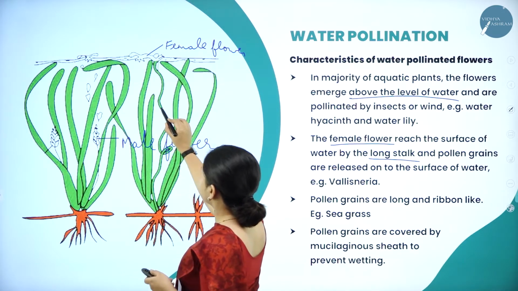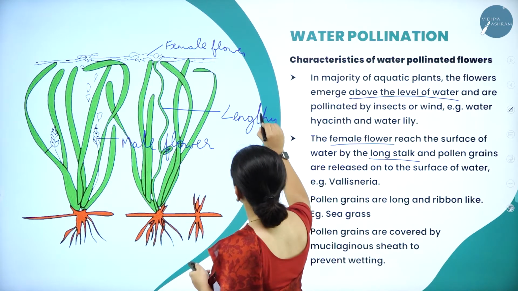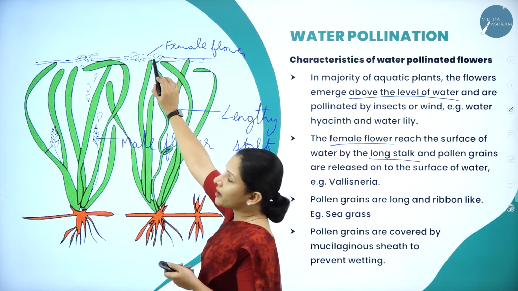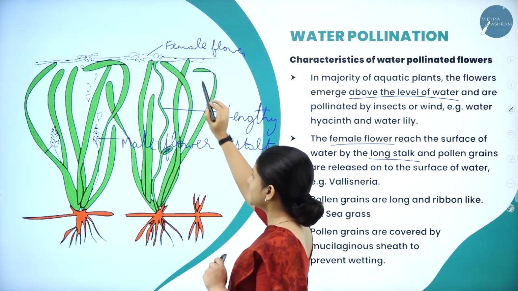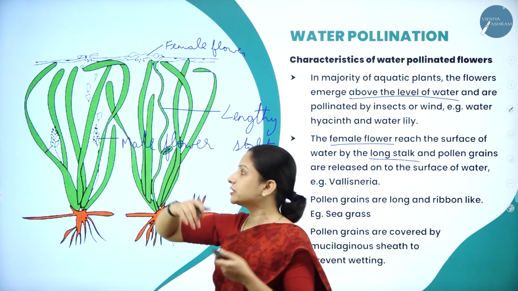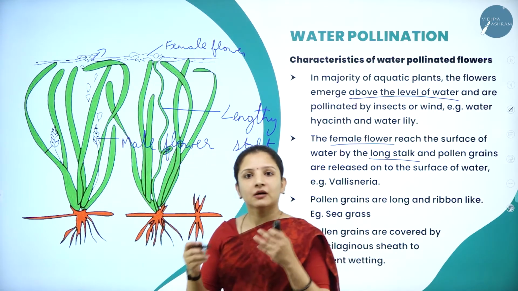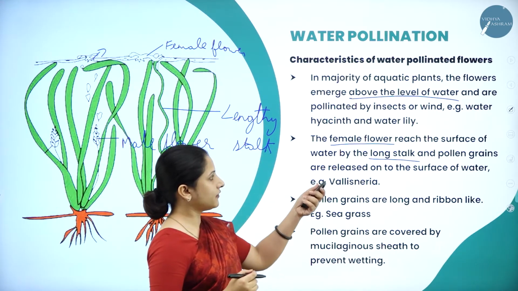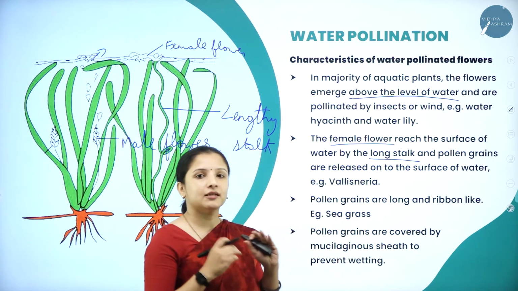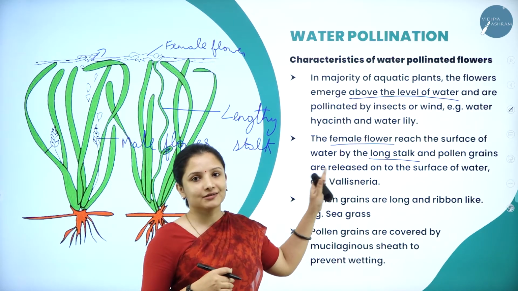Can you see the stalk of the flower? It is a very lengthy stalk. Why is it lengthy? To hold the flower above the water surface. That is why it is lengthy. So the male flowers will spurt out, or burst out, the pollen grains to the top of the water so that the female flower gets fertilized. So that is what happens. The female flower reaches the surface of the water by a long stalk, and the pollen grains get released to the surface of the water. This is how water pollination occurs in Vallisneria.